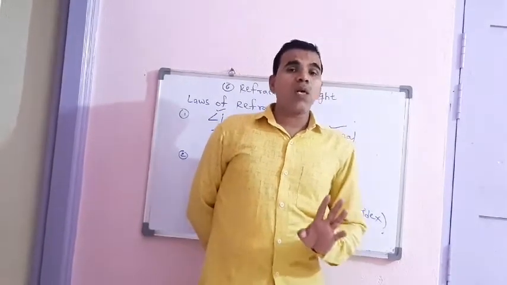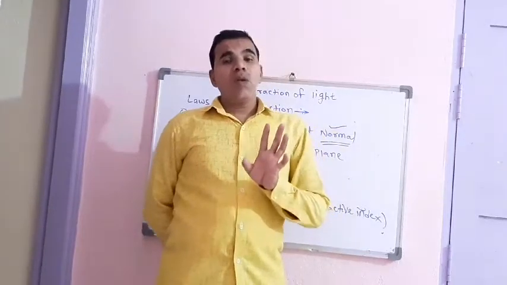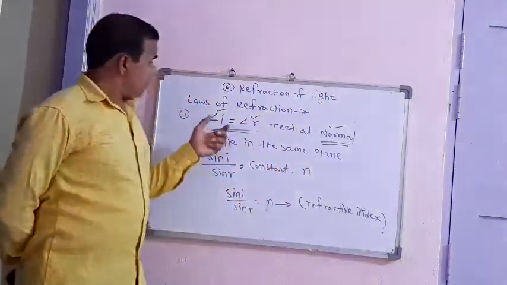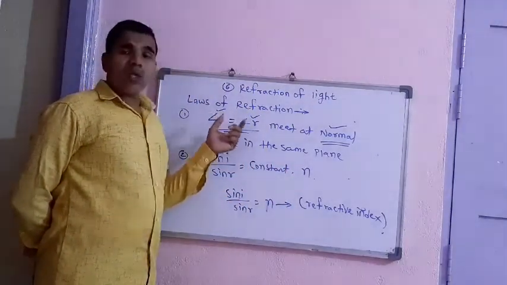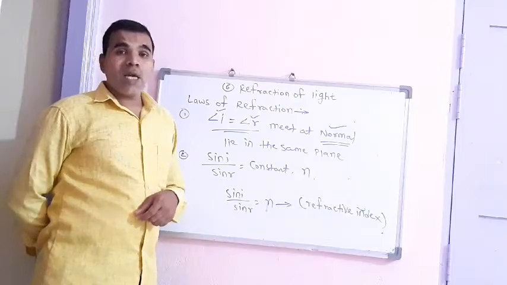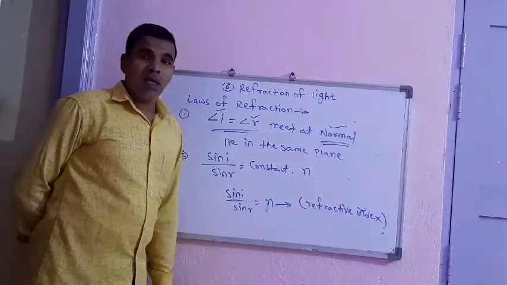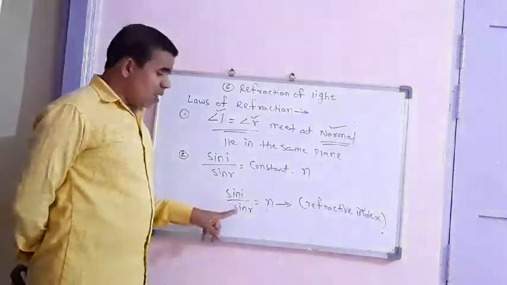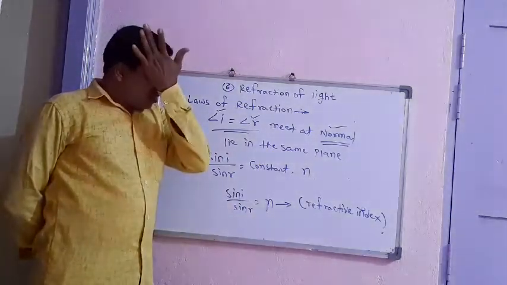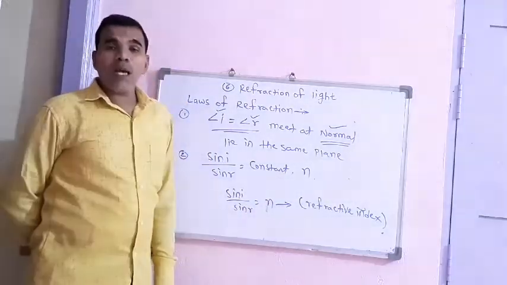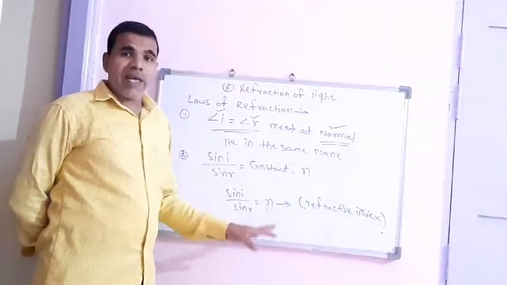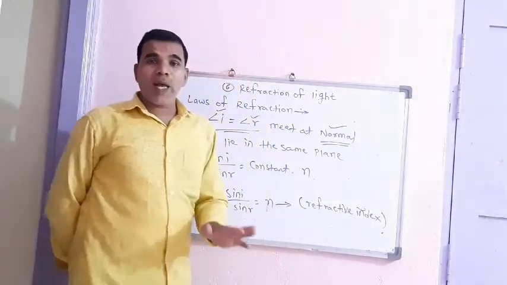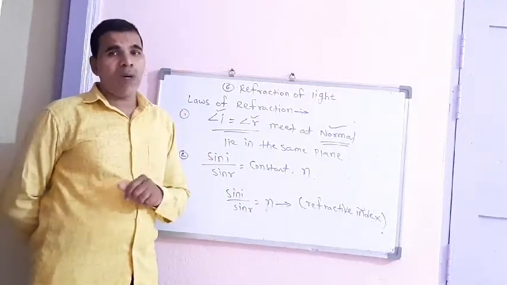These laws are very important because, on the laws of refraction, we have to solve examples related to refractive index. Refractive index means the ratio of sin i to sin r, which is a constant. This constant is known as the refractive index. Refractive index depends on the velocity of light.